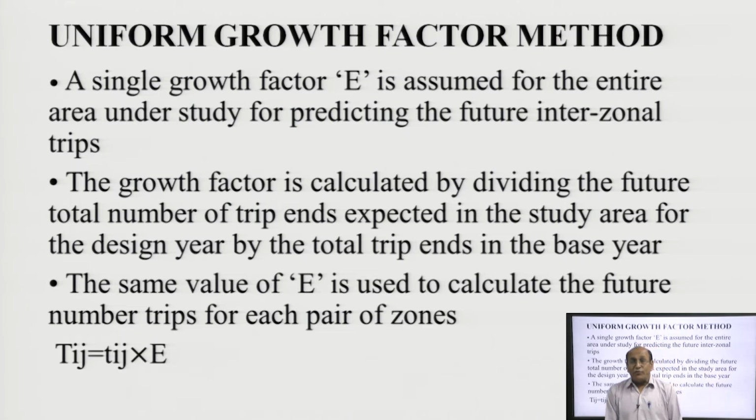The same value of E is used to calculate the future number of trips for each pair of zone, means one zone to another zone. So, capital T ij will be equal to small t ij into E.